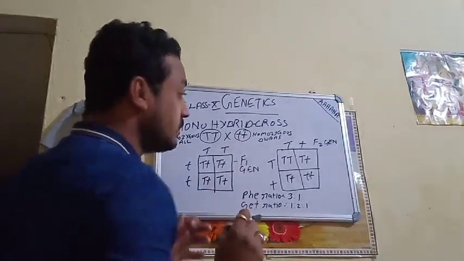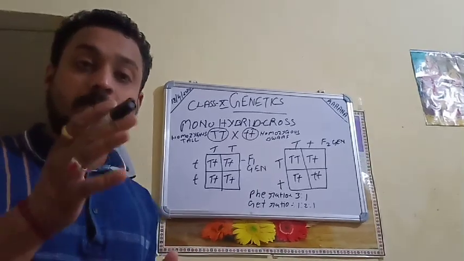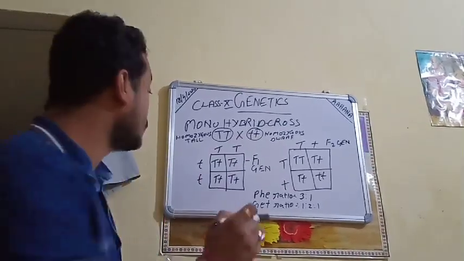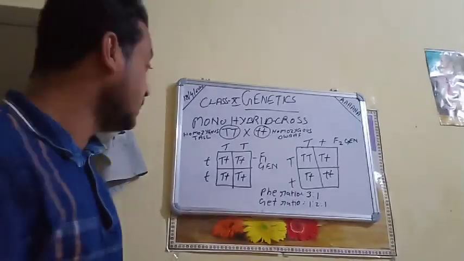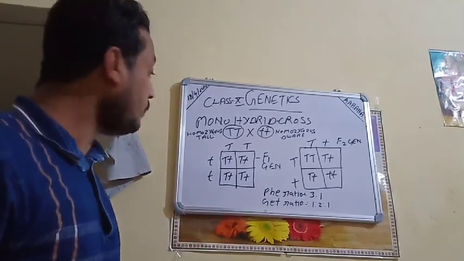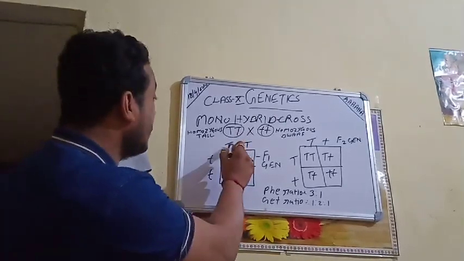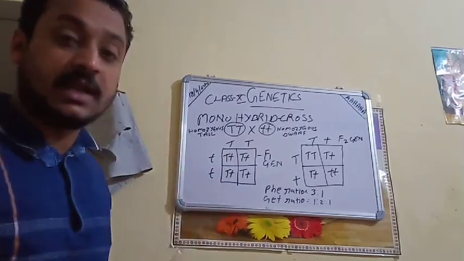I have already informed you that a Punnett square is the matrix or network of rows and columns where we show the number of progenies possible. The number of progenies possible is shown under this Punnett square. So see, capital T on one side, small t on one side.